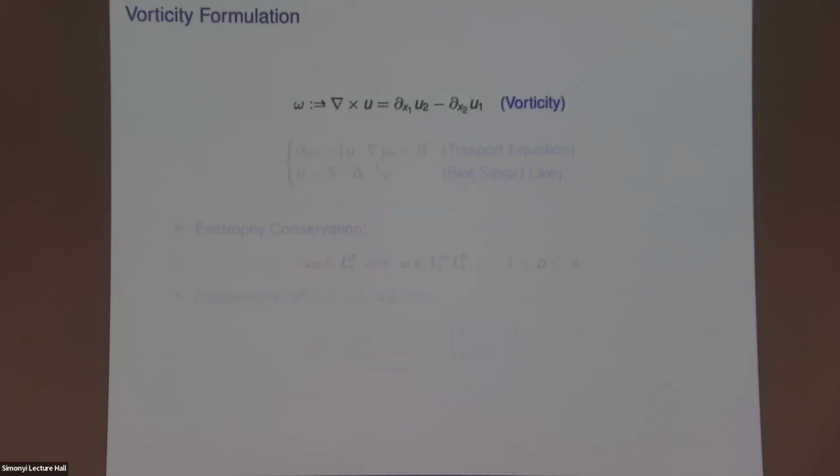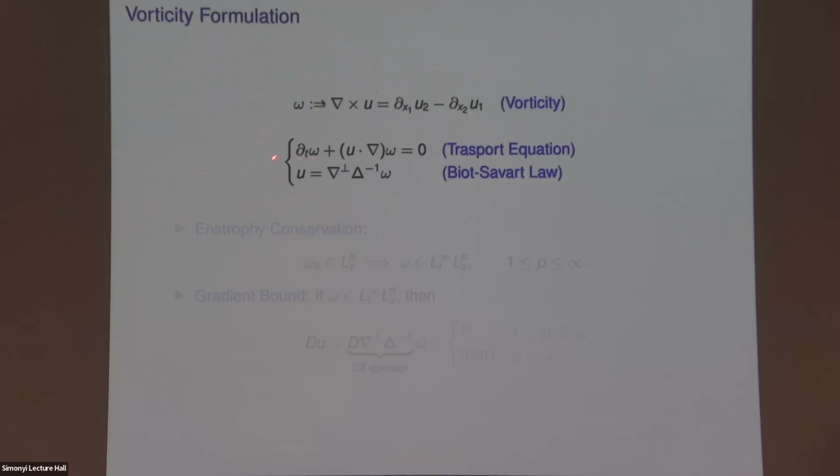In two dimensions, it's very convenient to rewrite the Euler equations in terms of the vorticity. The vorticity is defined as the curl of the velocity field, given by this equation here, and in two dimensions, it's just a scalar function. And it turns out that the two-dimensional Euler equations can be rewritten as an active scalar equation.